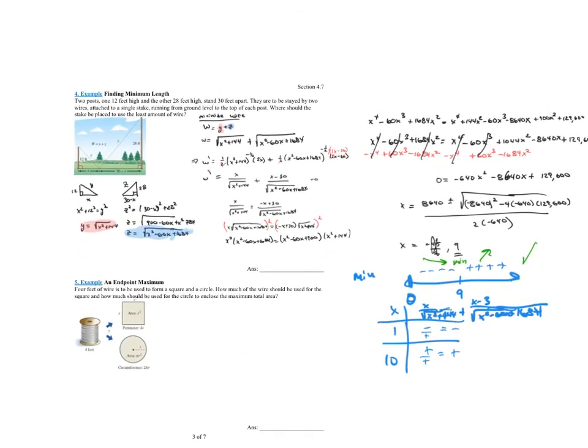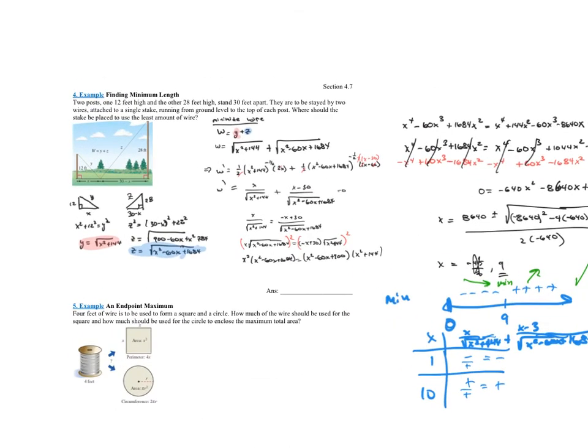Let's go back and look at this problem. It says, where should the stake be placed to use the least amount of wire? The answer would be 9 feet from the 12-foot pole. Not in the middle like you might think. It is 9 feet from the 12-foot pole.